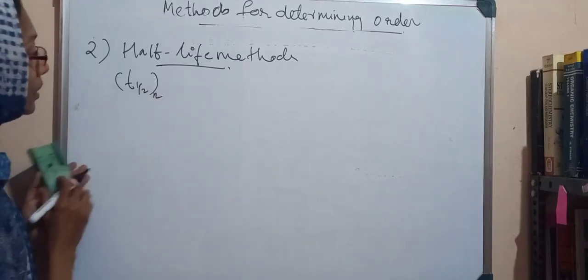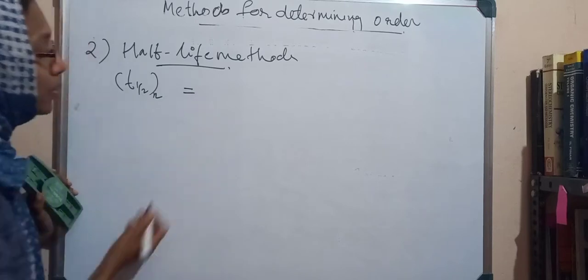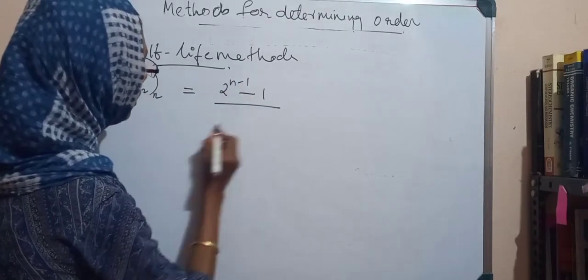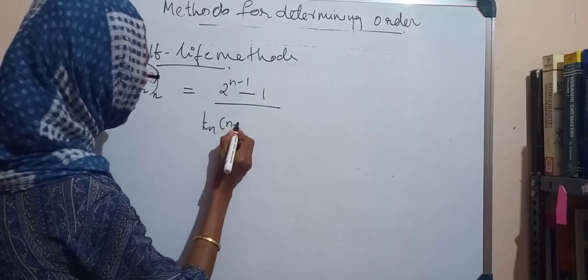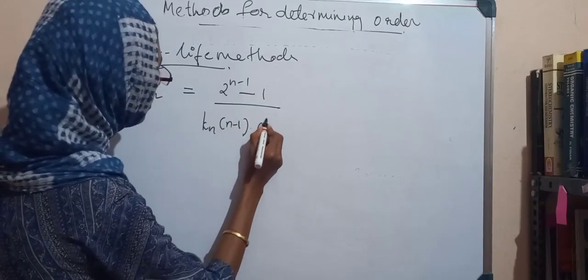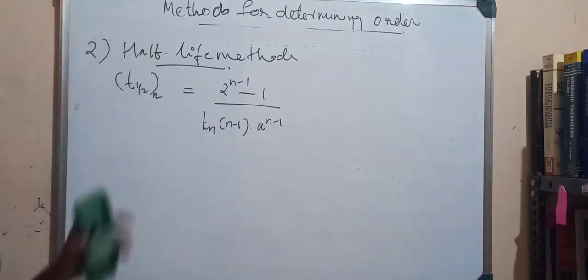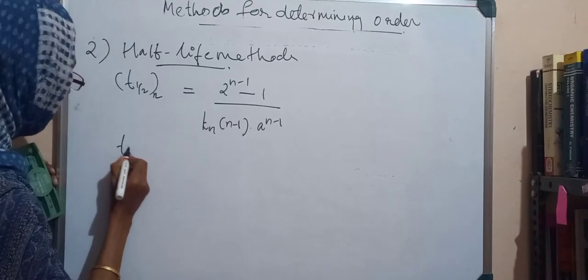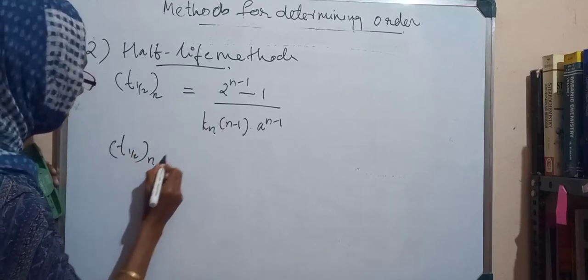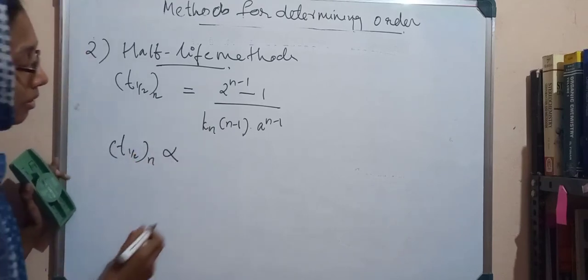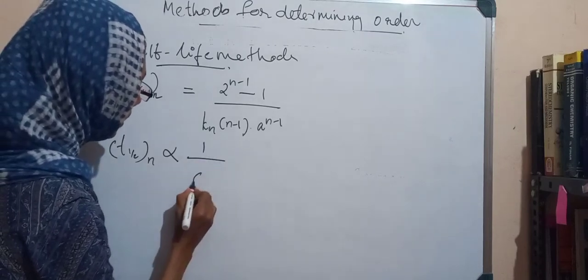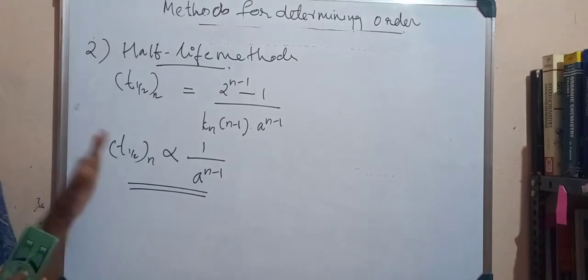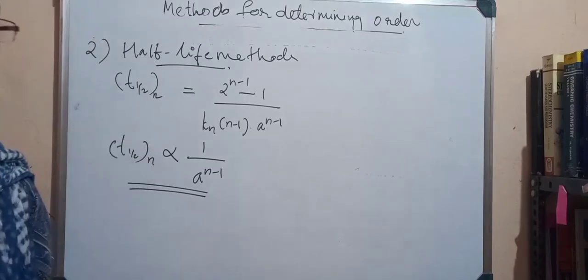We have a general equation for calculating the T half of the reaction. It is 2 raised to n minus 1 divided by Kn into n minus 1 into A raised to n minus 1. This is the general equation for calculating the half-life of the reaction. That means T half of an nth order reaction is inversely proportional to A raised to n minus 1. Using this relation, we can calculate the order of a reaction.